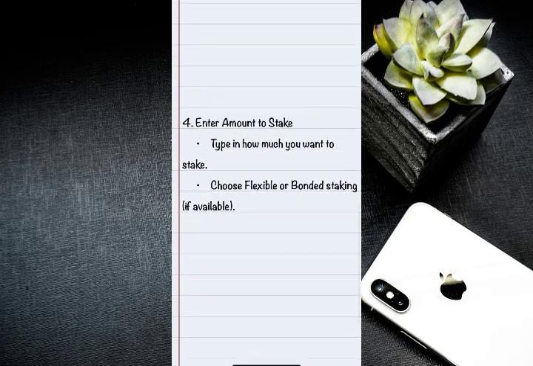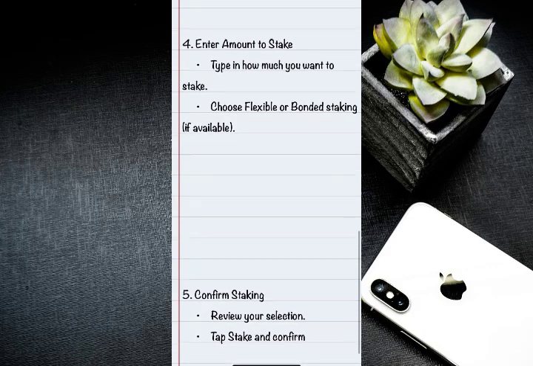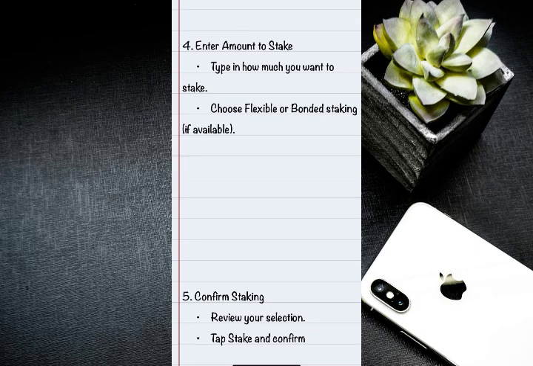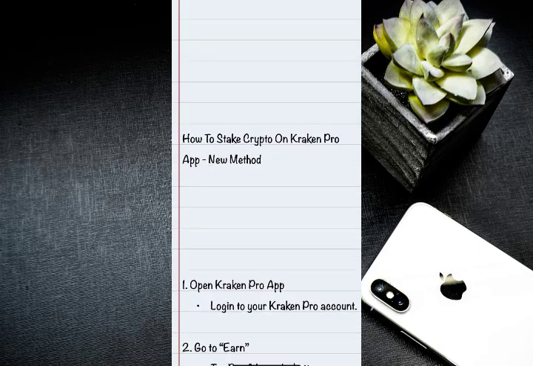From there, enter the amount to stake. So type in how much you want to stake from your coin, then choose the flexible or bonded stake if available in your option list. And from there, confirm the staking, review all the important selections, then tap on stake and confirm. And that's how to stake cryptos on Kraken Pro.